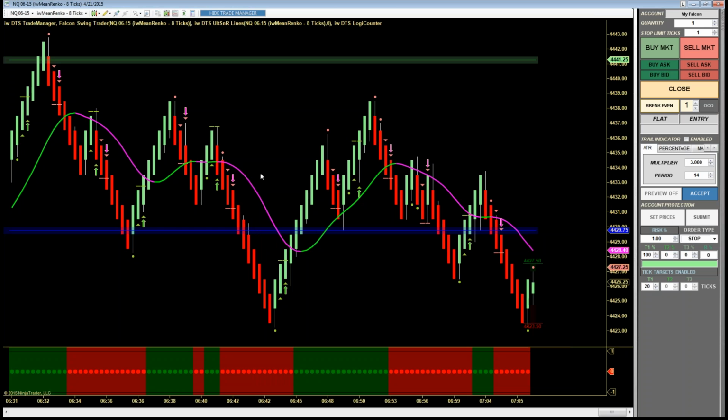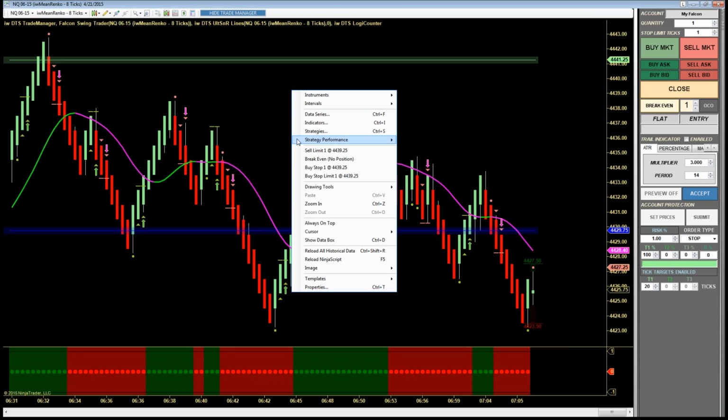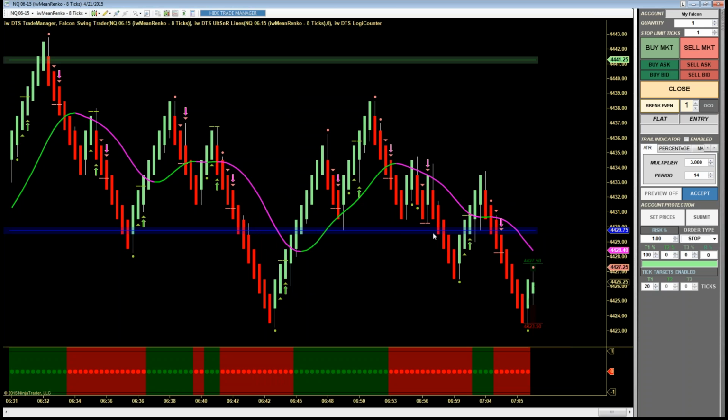And once you have your charts set up the way you like them, with your colors and whatnot, I suggest that you save it as a template. That way, when you build a new chart for a different market, all you have to do is load the template that you've saved. And it will already come up the way you like it.